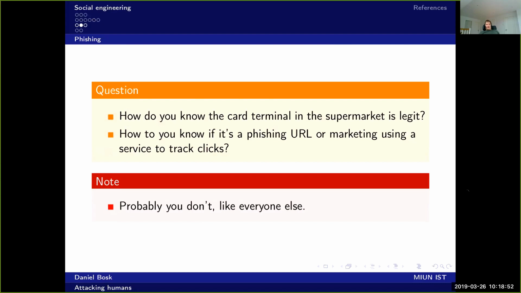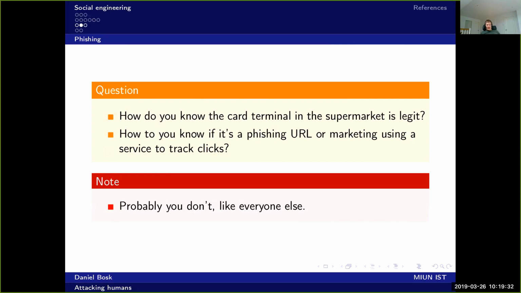So think about it. How do you know that the card terminal that you use to pay in the supermarket is actually legit? The probability that it's an illegitimate card reader sitting there is very low. But you should basically determine it, because if it's not a legit card terminal, they can skim your card and steal some money from you. So it's in your interest to know this, and you're expected to know this.